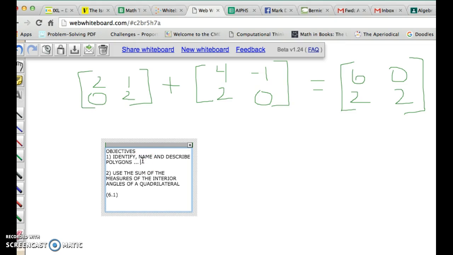Name and describe polygons means we classify them as triangles, quadrilaterals, pentagons. And so how do we name them? What are we naming them based on? On the number of sides, right? But what I'm going to focus on in this 5 minutes is a few other descriptions of polygons, like whether they are convex or concave, whether they are regular or irregular, and so let's get to it.